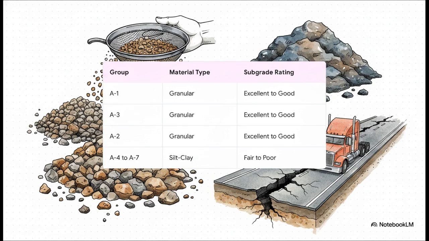But as you slide down into the silt and clay materials, you hit those A4 to A7 ratings. Those are considered fair to poor for subgrades. Trust me, if a highway engineer sees an A7 soil, they know they have to dig it all out and replace it. Otherwise, that highway is guaranteed to crack and collapse under the pressure of passing 18-wheelers.